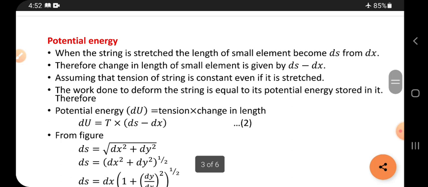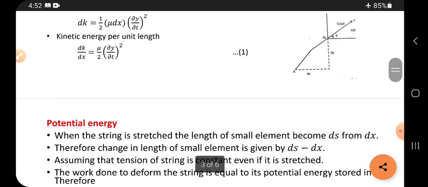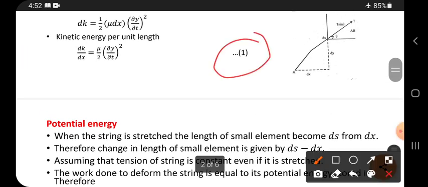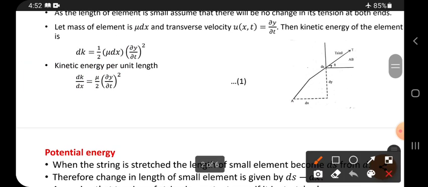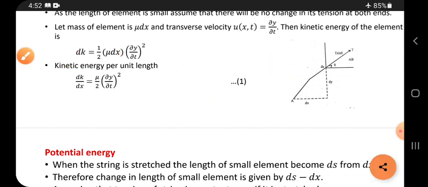Next, potential energy. So this is the kinetic energy, equation 1. And here, kinetic energy per unit length: bring this dx to this side, so it is kinetic energy by length. Kinetic energy per unit length, which we call kinetic energy density, is mu by 2 times dou y by dou t whole square. So dx is brought to this side, that becomes dK by dx, and the remaining part is there. So it is equation 1.